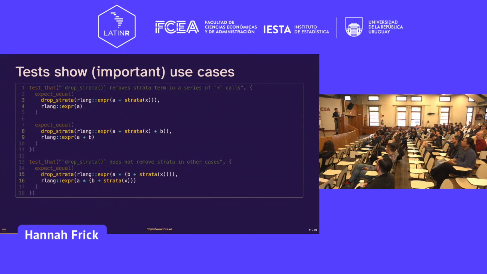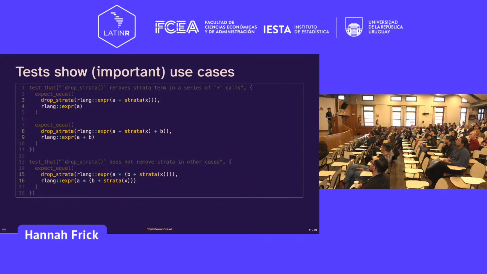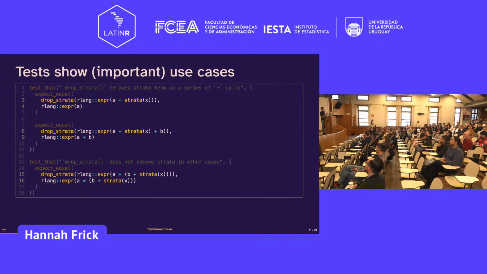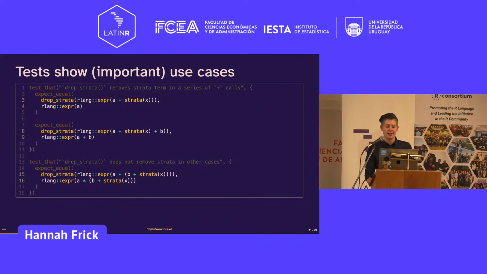Let's see how that looks a bit more. So if you put something in that's vaguely like A plus strata X, you should just get A back. If you do A plus strata X plus B, you should get A plus B back. And if you do anything else, rather than a chain of pluses, it shouldn't touch it and just return what you put in, right? So that's a little piece of background knowledge to make it easier to read that thing.